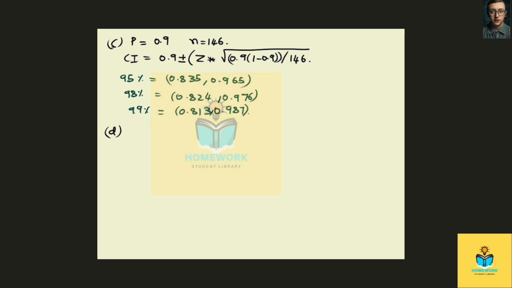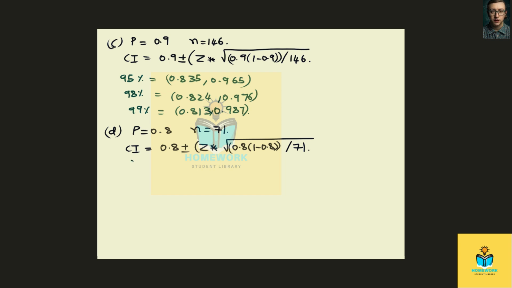For D, the values given are P equals 0.8 and N equals 71. So let us write down the confidence interval for the standard value, which is P as 0.8 plus or minus the Z value into the square root of 0.8 into 1 minus 0.8, whole divided by the N value, which is 71. This is the standard formula for bit D, where we need to calculate with different Z values.